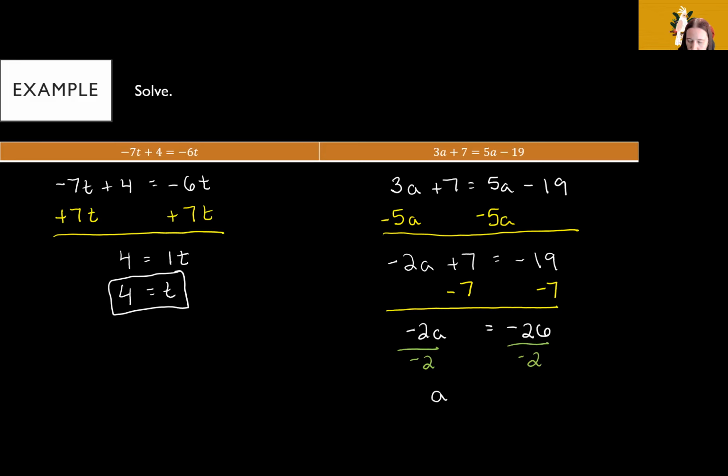And so this gives us a equals 13, since negative 26 divided by negative 2 is a positive 13. So this was a 3-step problem, and we had to use the addition subtraction property twice before we did our division.